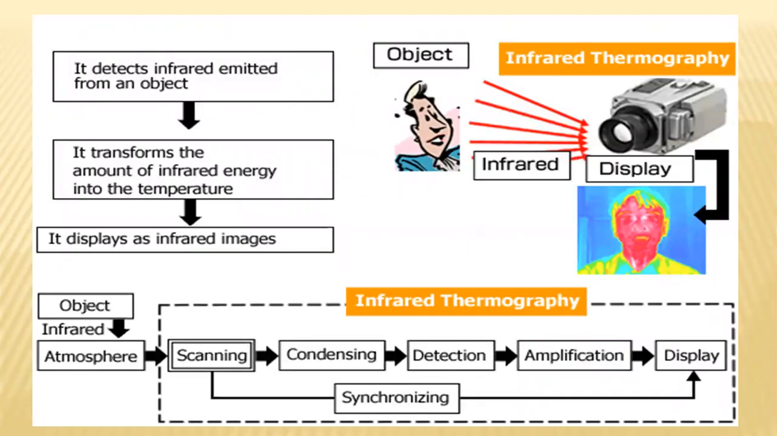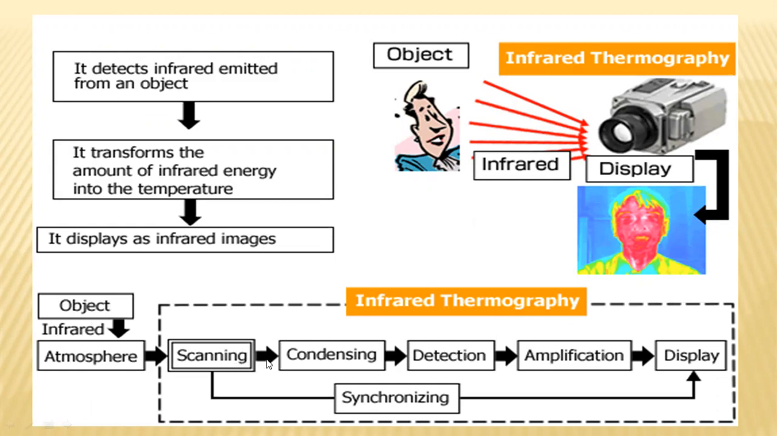As in the pictorial representation, the infrared rays from the object are captured by the camera. So what are the processes involved? It detects the infrared emitted from an object, transforms the infrared ray into a temperature, and displays the infrared images. So based on that, if the object has been projected from the atmosphere, it will be scanned. This is infrared thermography.